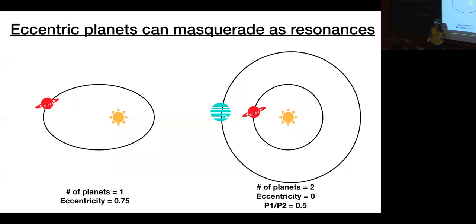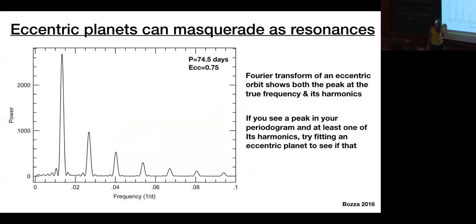It turns out that if you pass data from these 2 systems into your periodogram, it actually has a much harder time distinguishing them. That's because the Fourier transform of an eccentric orbit shows both the peak at the true frequency, but also the harmonics, okay? So this is a planet that has a period of something like 75 days and an eccentricity of 0.75, similar to our example on the previous page. And in the periodogram, you get the true peak, but then also the period times 2, times 3, times 4, so all the harmonics as you go down to longer period things.